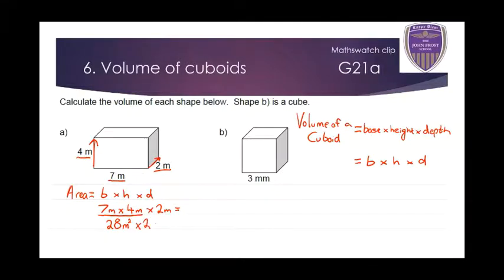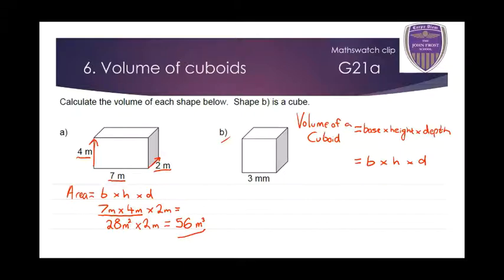And we still need to multiply this by 2 meters, because that's how deep the shape is. So 28 times 2 is 56. But because we're doing meters squared times a meter, the units will be meters cubed. And remember, when we're dealing with volumes, the units will always have a little 3 next to them. That means it's meters cubed. So this is the final answer to this question, 56 meters cubed. Okay, let's move on to the next one.